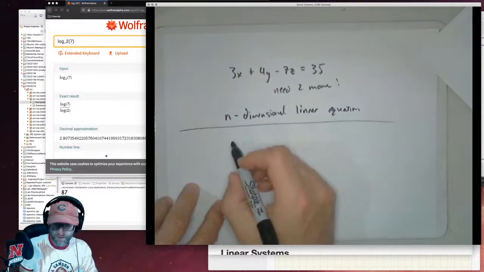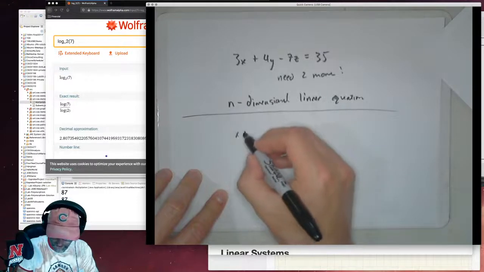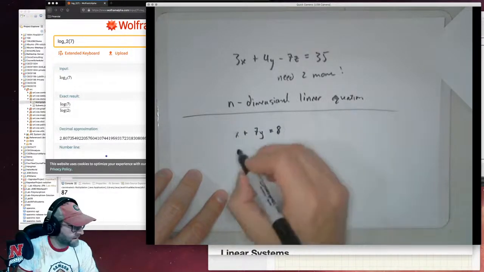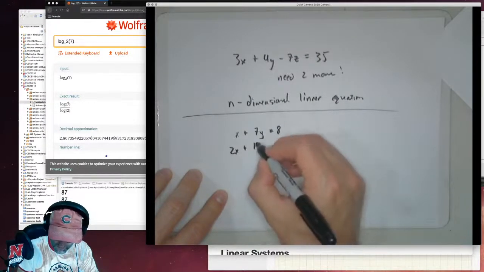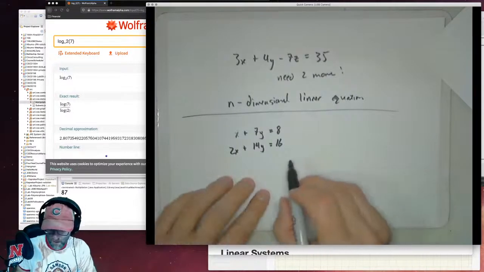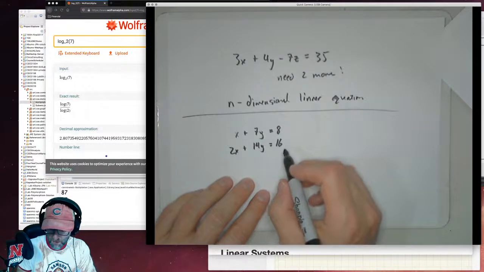Not all systems are solvable. Not all systems have a solution, you should say. x plus 7y is equal to 8, right? And then 2x plus 14y is equal to 16, okay? Try as you might, you will not be able to solve this. Let's go ahead and try, though.